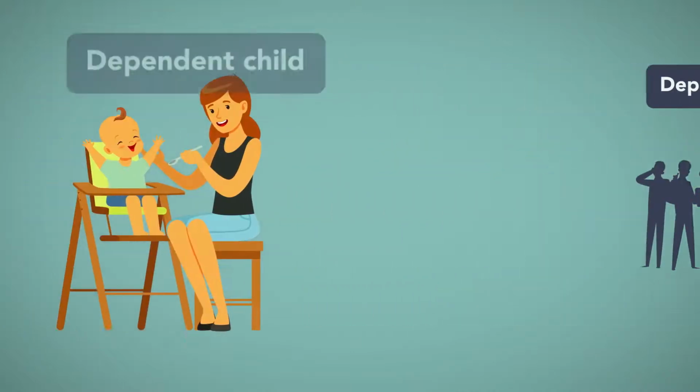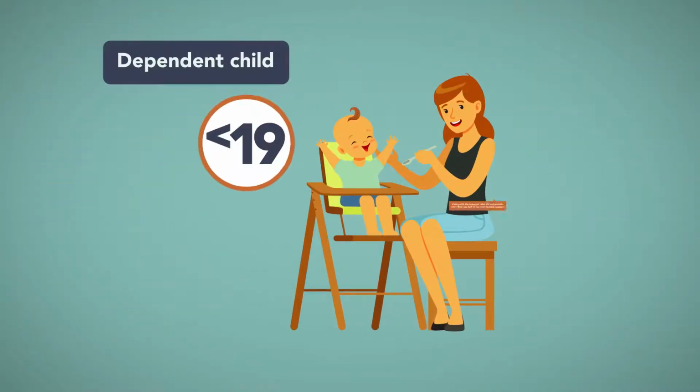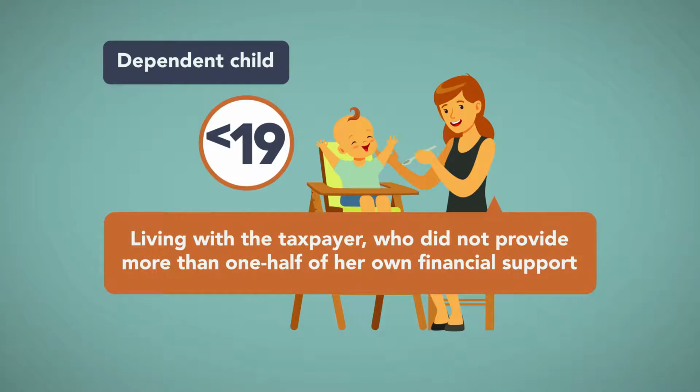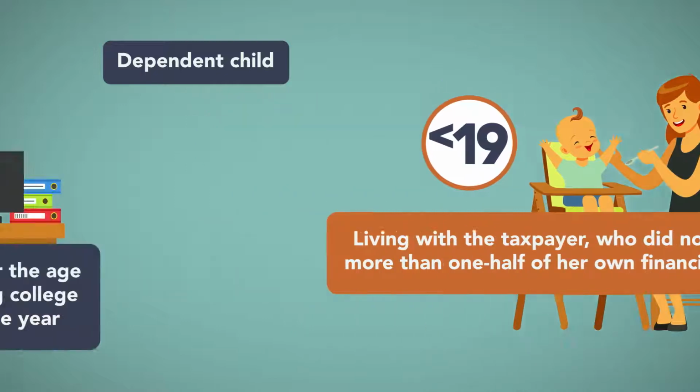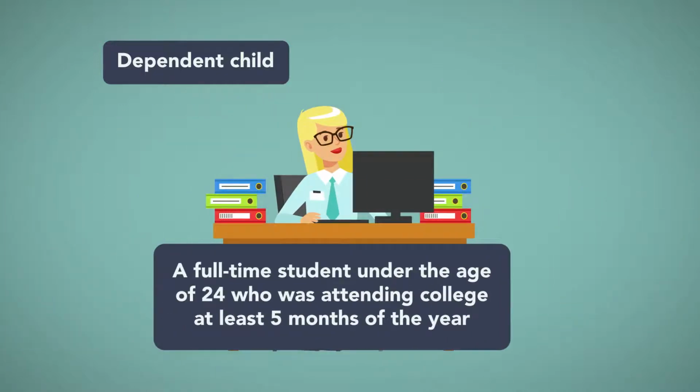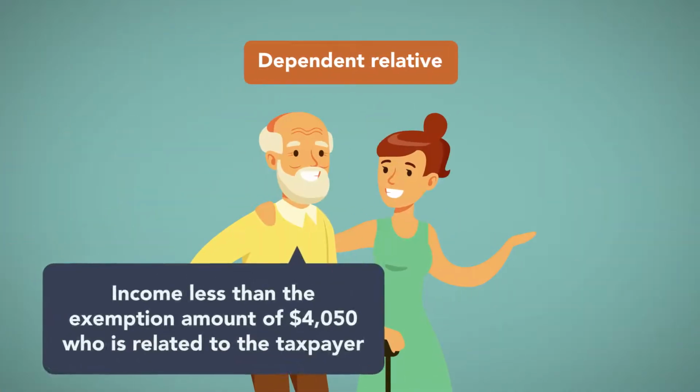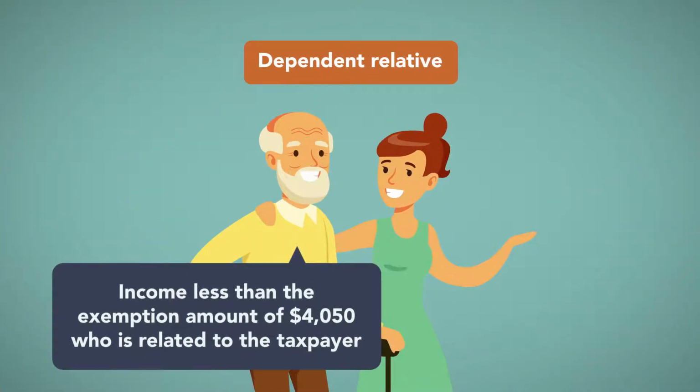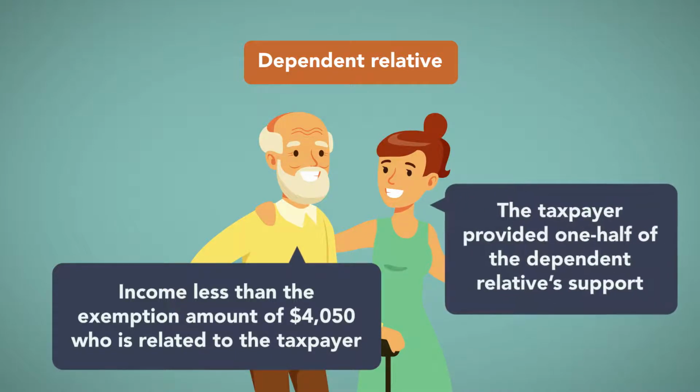A dependent child is a member of the taxpayer's family under age 19 living with the taxpayer who did not provide more than one-half of her own financial support, or a full-time student under the age of 24 who was attending college at least 5 months of the year. A dependent relative is a person with an income less than an exemption amount of $4,050 who is related to the taxpayer, and for whom the taxpayer provided one-half of the dependent relative's support.